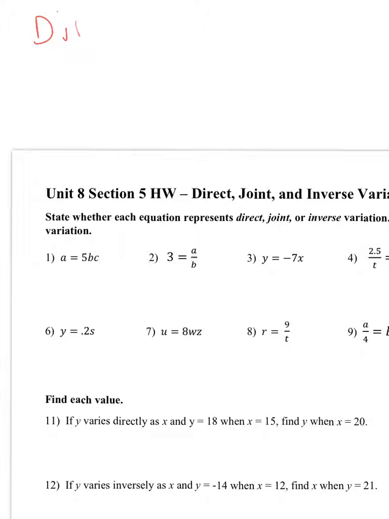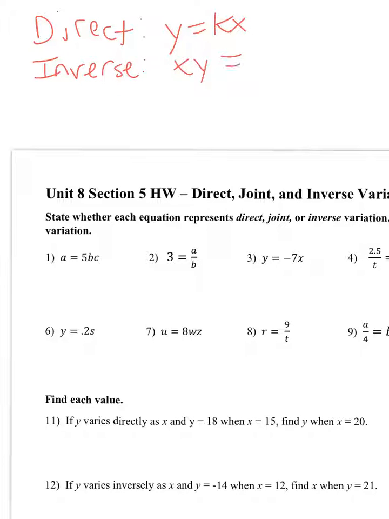So direct variation. The general form of the equation is y equals kx. Inverse variation, we'll do inverse next. The general equation is x times y is equal to k. And joint variation involves three variables. It's y equals kxz.